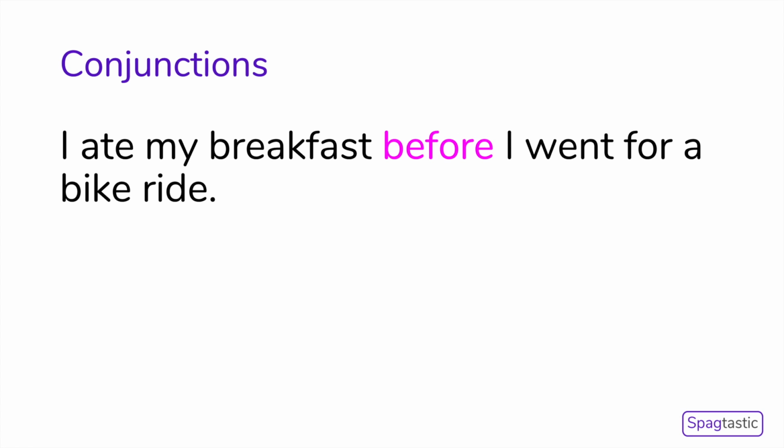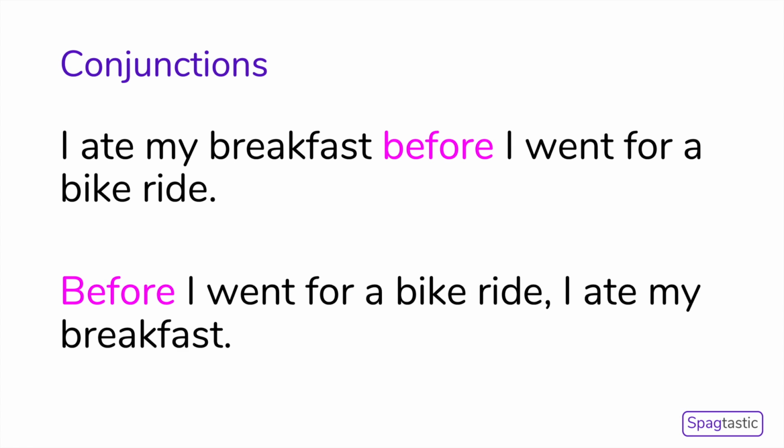A conjunction can also go at the start of a sentence. For example, before I went for a bike ride, I ate my breakfast. In this example, the conjunction before has moved to the start of the sentence, and the ideas in the sentence are in a different order.